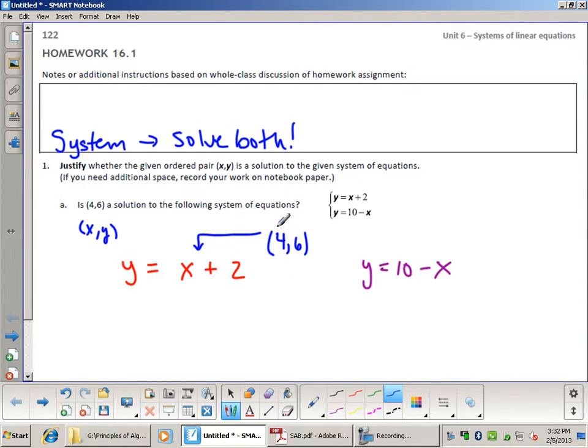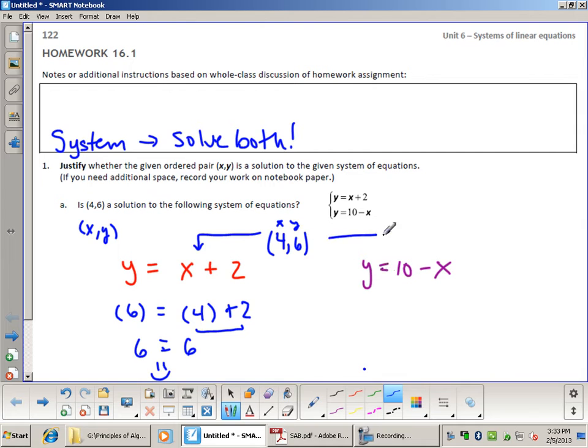Let's check this one over here first. Again, this is the x, this is the y, so we're going to do a substitution. Instead of the y, we'll put a 6. Instead of the x, we'll put that 4. And we'll check to see that this equation really is an equation. So 6 on this side has to be equal to 4 plus 2 on the right. Well, of course, 4 plus 2 is 6. This one checks out, hence a happy face.